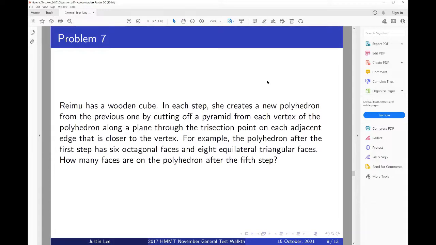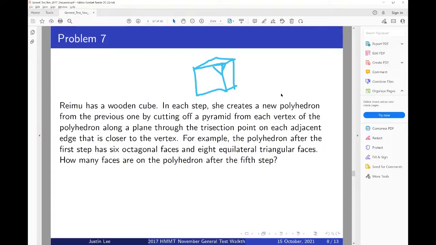So we start with a cube, and each turn we're going to take each vertex and cut off a pyramid with that vertex as one of the vertices. Essentially, if I could draw this here, let's imagine our cube. If we take this vertex, then what we're doing is we're cutting out a face like this. We're chopping off that vertex, essentially. And we just want to count how many faces are on the polyhedron after the 5th step.